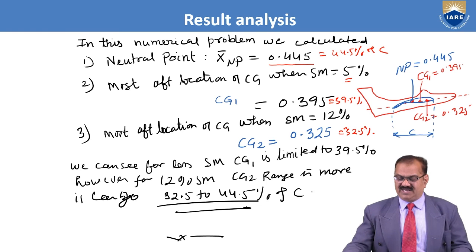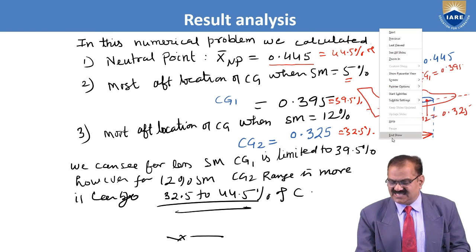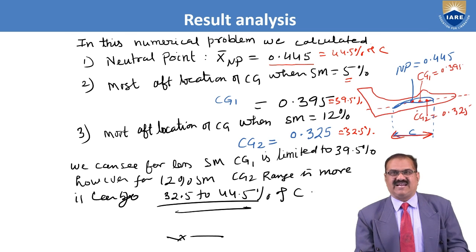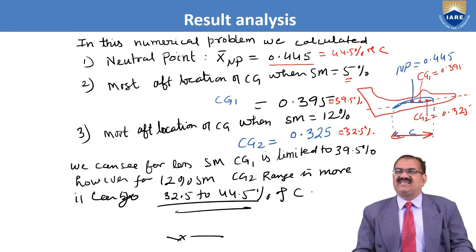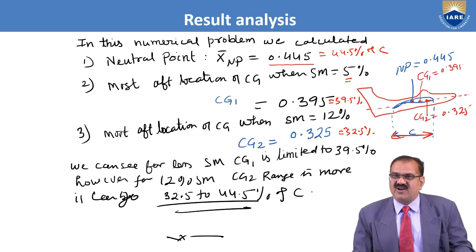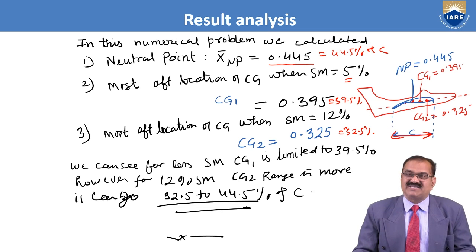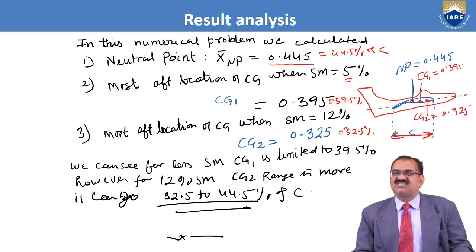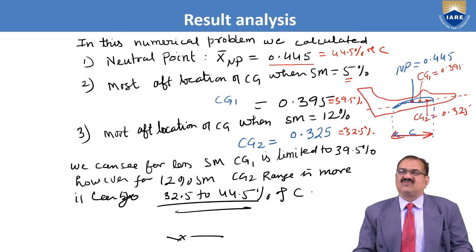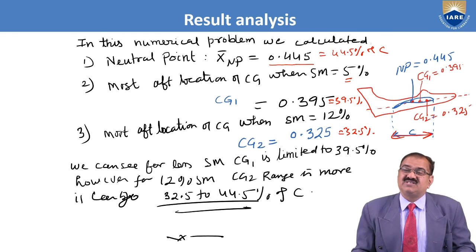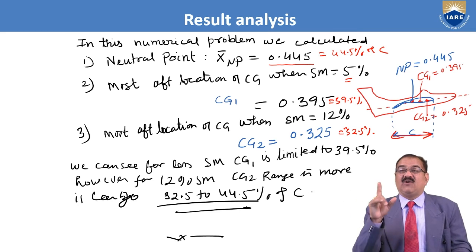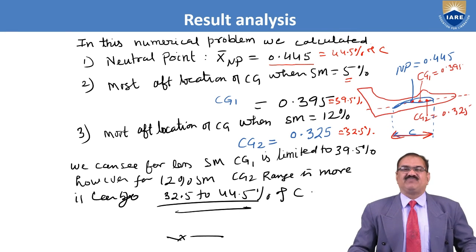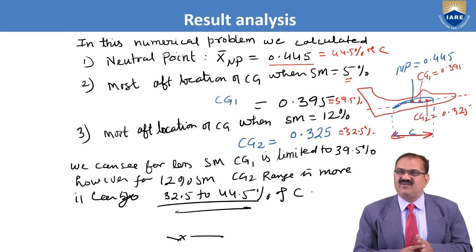So here I have shown this as a percentage of C. So these locations are given as per that. We can see that for less static margin, CG1 is limited to 39.5%. However, for 12%, the CG range is more, that is 32.5%. Okay, so a sufficient amount of range is there, and the limitations are much better for the CG2 location. It means where the static margin is 12%, there we have a sufficient amount of stability.